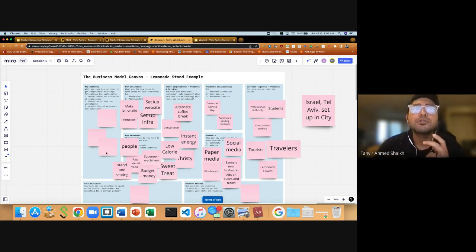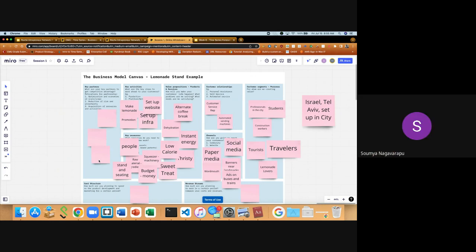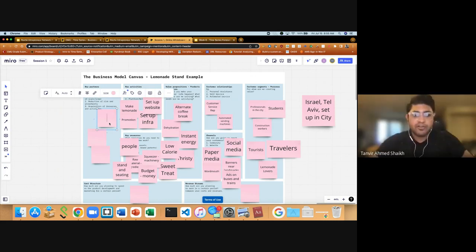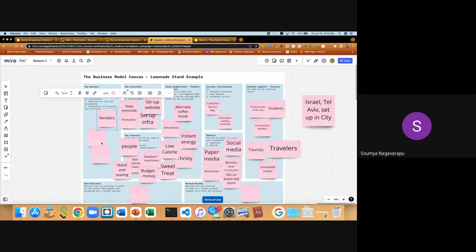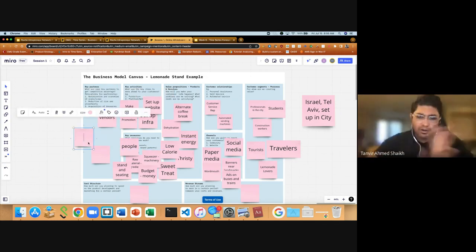Then what partnerships do we need? Because we are opening a lemonade stand in Tel Aviv, right? So what partnerships do we need? We need to buy lemons. Vendors, yep. So we need partnership with vendors. We need to buy the cheapest lemons and the freshest lemons because that is going to be our USP. Okay. What else? Or the machinery for the squeezing. Yes. So again, I would count them as vendors. We need machinery vendors as well as these vendors.